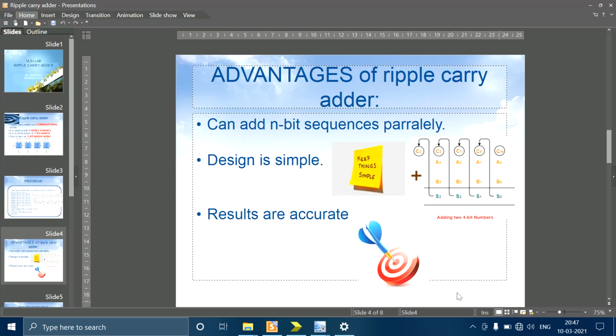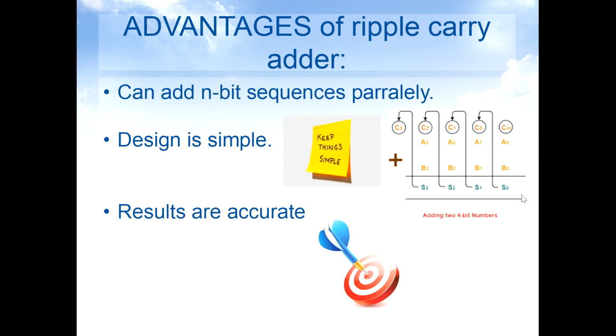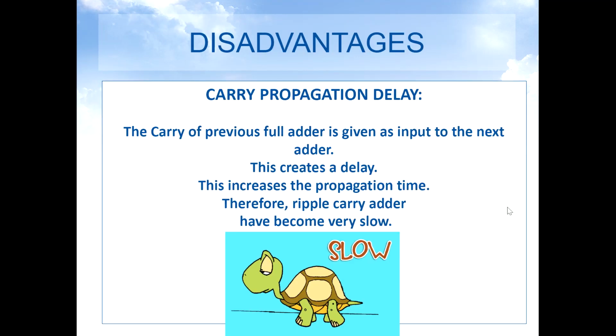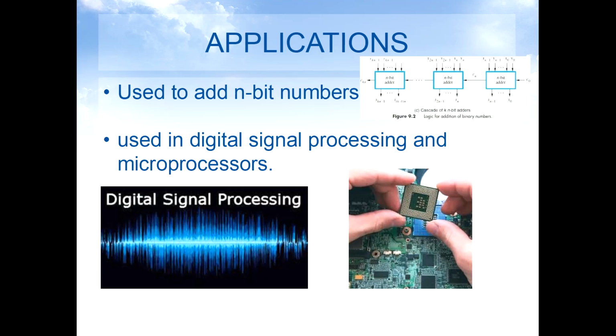These are the advantages of the ripple carry adder. We can add n bits parallelly, the design is very simple and the results are accurate. The main disadvantage is that it causes carry propagation delay. That is, the output carry of one is the input of another, as I told you. The time it takes for moving from one to another causes a delay. Therefore this increases the propagation time, and this makes the ripple carry adder very slow.